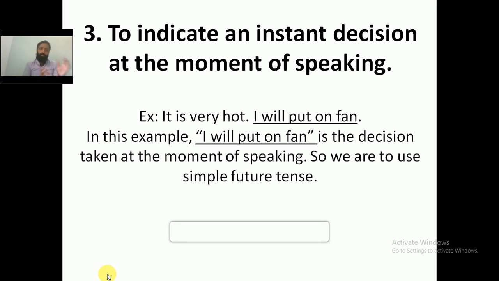So you are speaking with someone, or at the moment of speaking you are taking an instant, meaning immediate, decision. In the particular example, I will put on the fan, that is the immediate decision taken at the moment of speaking. To indicate or to denote an instant decision taken at the moment of speaking, we are supposed to use the simple future tense.